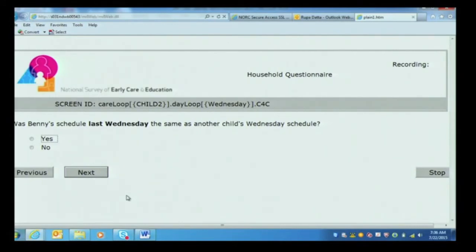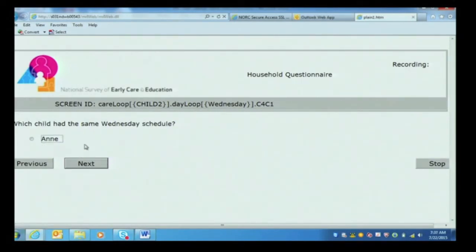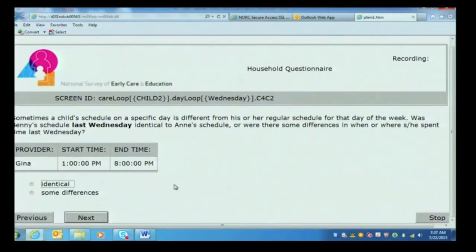And was Benny's schedule last Wednesday the same as another child's Wednesday schedule? Yes, actually it was. And which child had the same Wednesday schedule? There's only one child to choose from. That would be Anne. Sometimes a child's schedule on a specific day is different from his or her regular schedule for that day of the week. Was Benny's schedule last Wednesday identical to Anne's schedule, or were there some differences in when or where he spent time last Wednesday? It was identical.